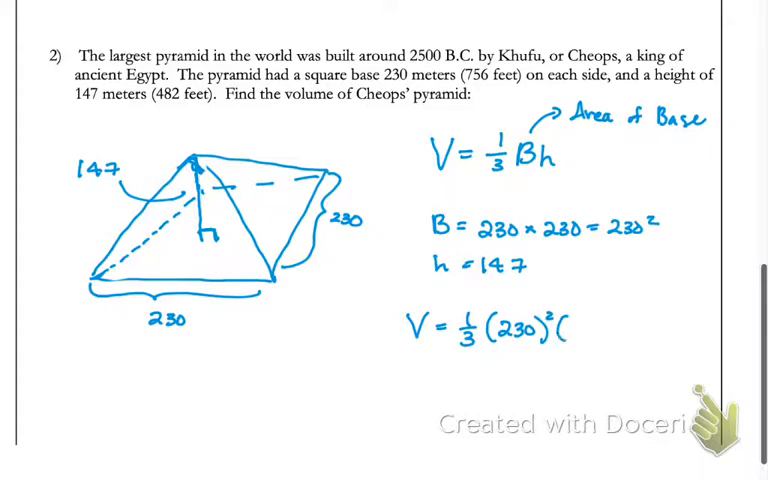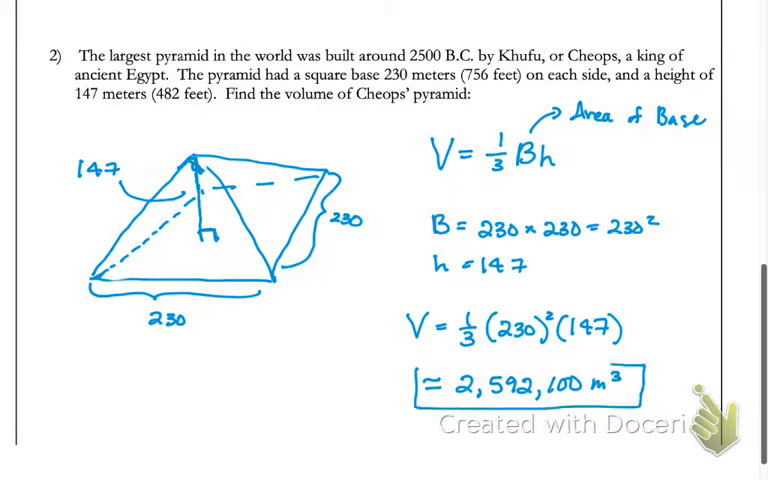And so if we do that, go ahead and plug that into our calculator. We're taking that 230 squared times 147 times 1/3, or you can think of that as divided by 3 if you like. This is going to be approximately 2,592,100 meters cubed. Again, since this is volume, we have to use our units cubed. Pause the video here and go back to either of these examples if you need to, and if you have further questions, please see your instructor.